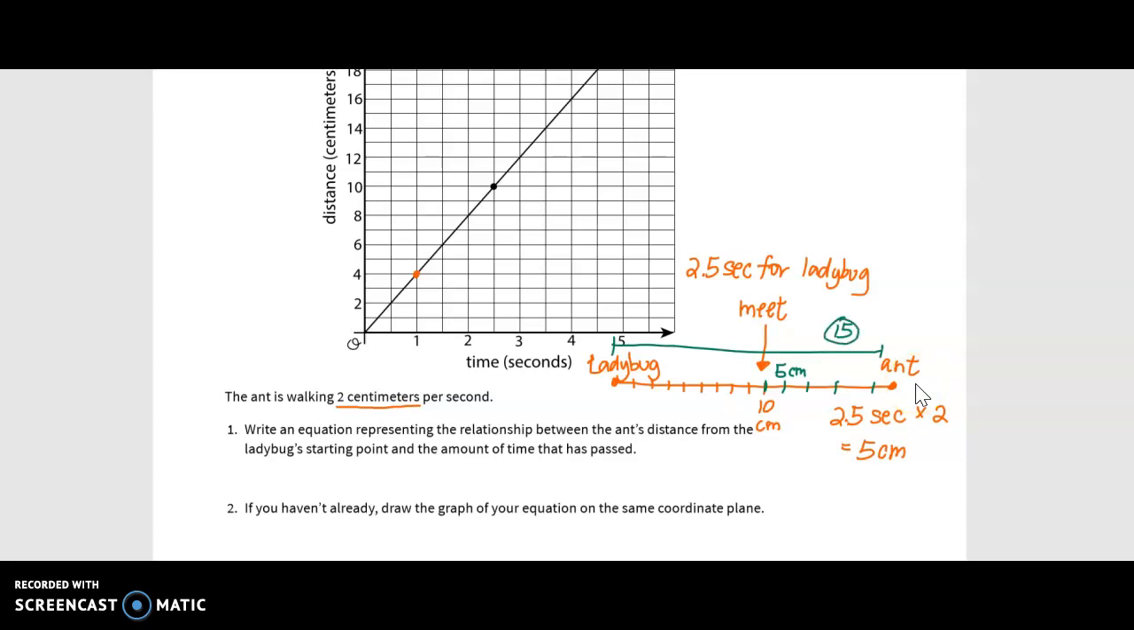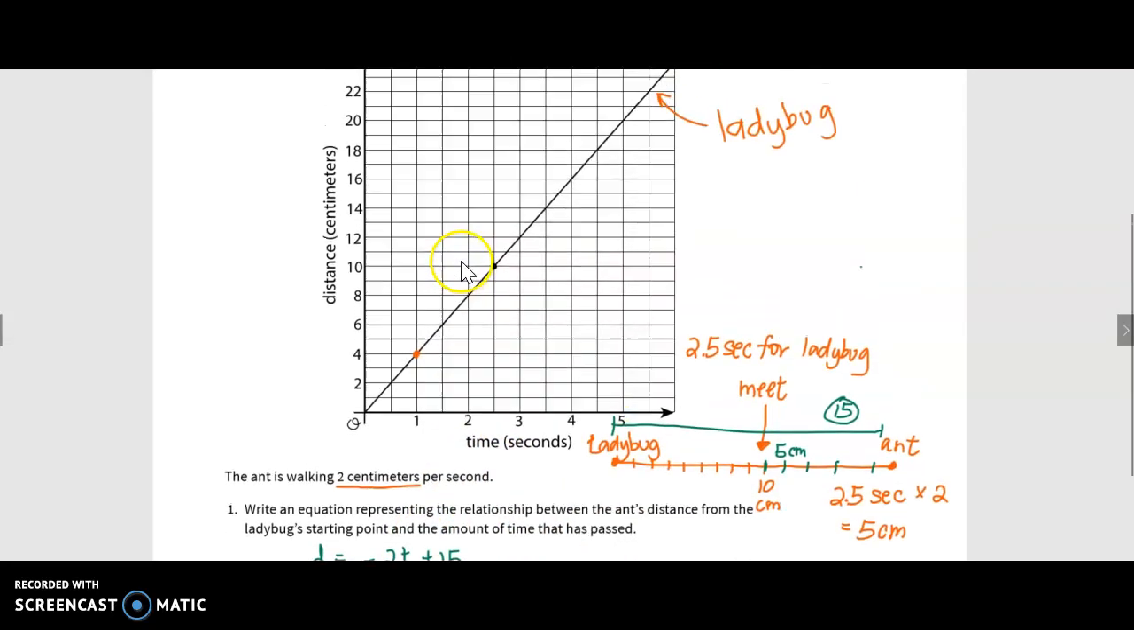Okay, I'm going to start using these like background to write my equation. My distance will be d equals -2. -2 is the speed for the ant. Why is it negative? Because it's going the other way. So it's like going backwards from the ladybug. So -2t plus 15.